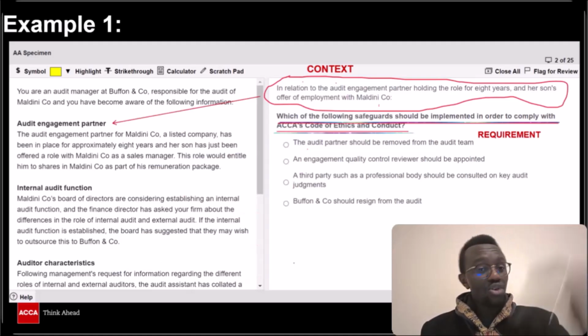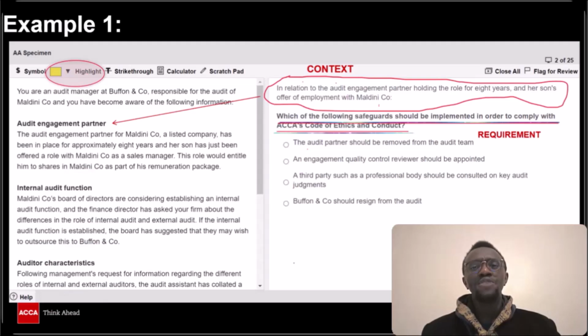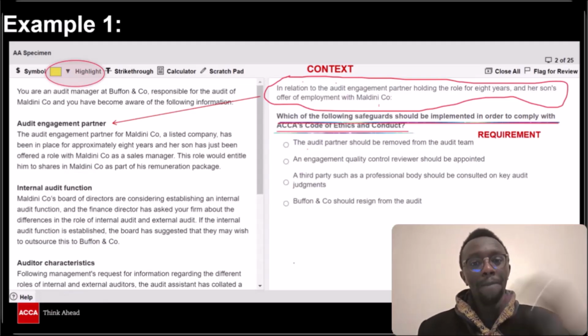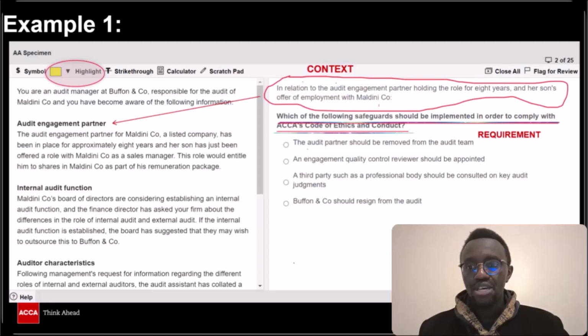Now, sometimes as you're reading through the scenario, what should you use, my friends? You should use the highlight function. This will really help you to capture specific parts of the question so that you're able to answer the question faster and more efficiently.